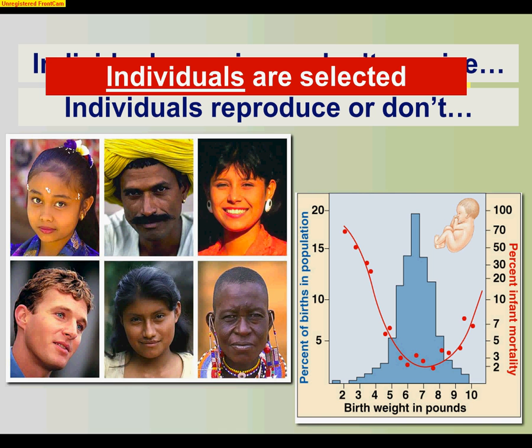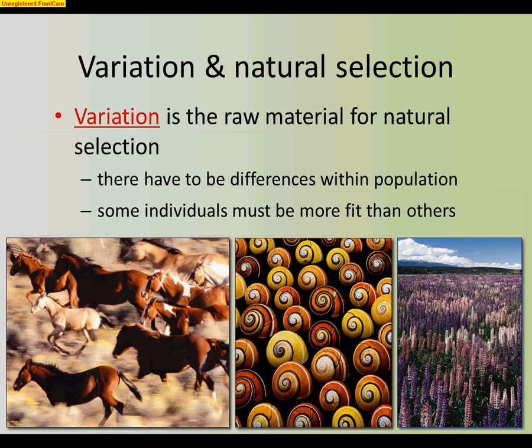We'll have a lot more examples in class so that you've got some good data to back this up. Now, we've also focused a lot on variation, and I know you've seen the snail shell picture before, because variation is the raw material that's needed for natural selection. You have to have differences within the population. This is what makes some individuals more fit than others.